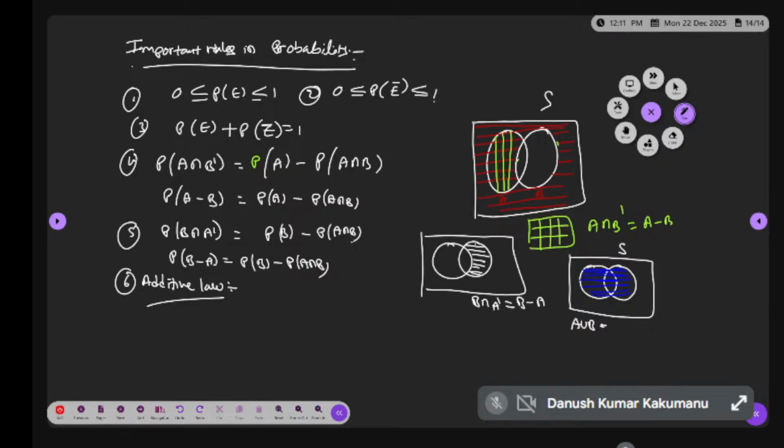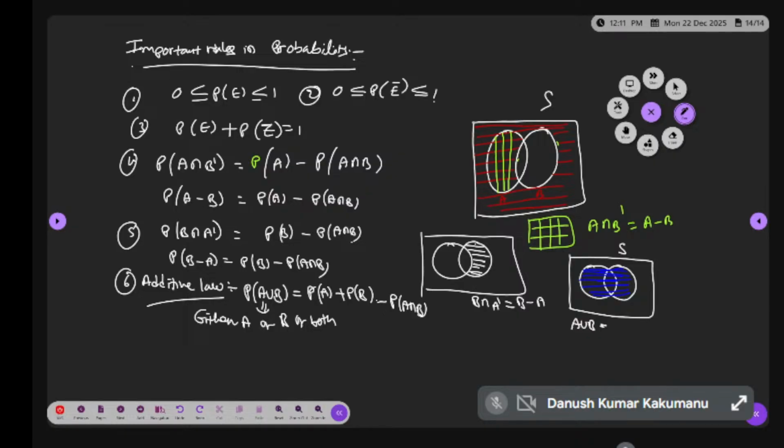P of A union B is equal to P of A plus P of B minus P of A intersection B. A union B, additive law. What is the word they are using in the exam? In your GATE exam, what is the word they are using? A union B: either A or B or both. Whenever they use this phrase, either A or B or both, we have to use the additive law. Is it clear to all of you? All of you remembering now?